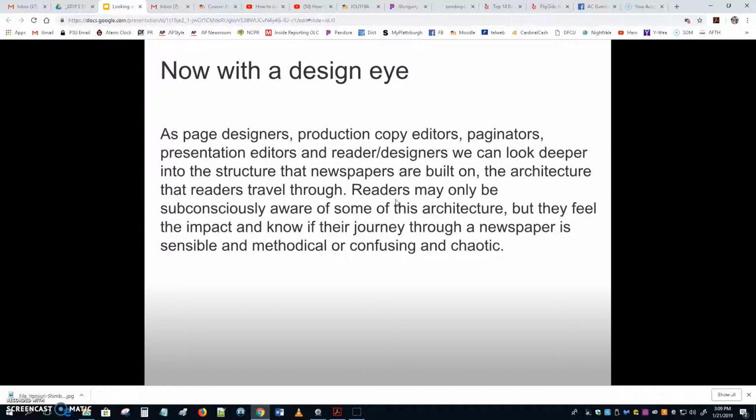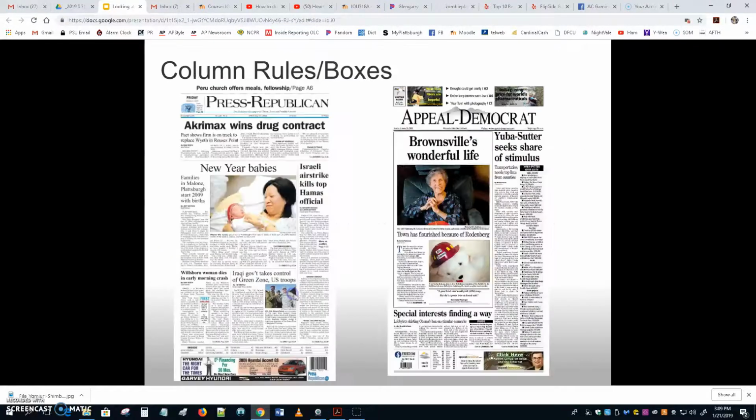And they do know if their journey through a newspaper is sensible and methodical or confusing and chaotic. And if we've done our job well, that journey through a newspaper is sensible and methodical. And if we haven't done so good, it's probably confusing and chaotic. So let's think about some structural things.